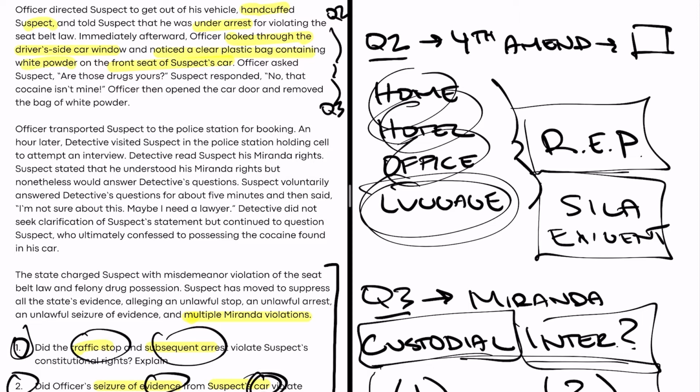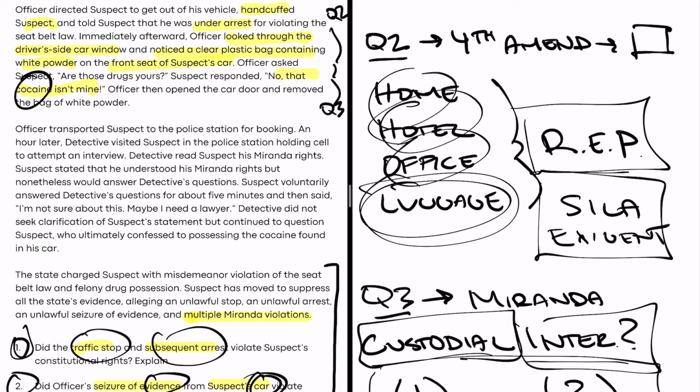Our first element: yes, the police officer is clearly in a lawful position when he sees the object. He's just standing on a public street, so there's no issue there. He's lawfully where he's supposed to be. And the object's incriminating character becomes immediately apparent. This is probably why the bar examiners give you this fact that the suspect responds that the cocaine isn't mine. The suspect responded, no, that cocaine isn't mine. This makes the object's incriminating character immediately apparent.